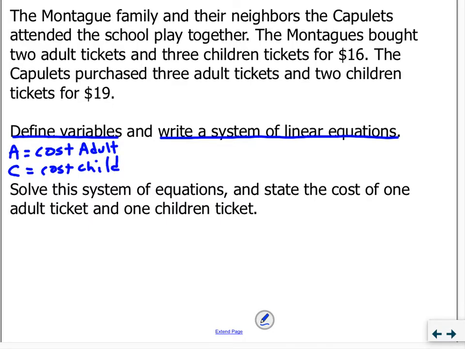Now it says the Montagues bought 2 adult tickets and 3 children tickets. So what if we think about something such as 2 adult tickets plus 3 children tickets? And that's going to cost them a total of $16. And likewise, it says the Capulets purchased 3 adult tickets and 2 children's tickets, and they spent $19.